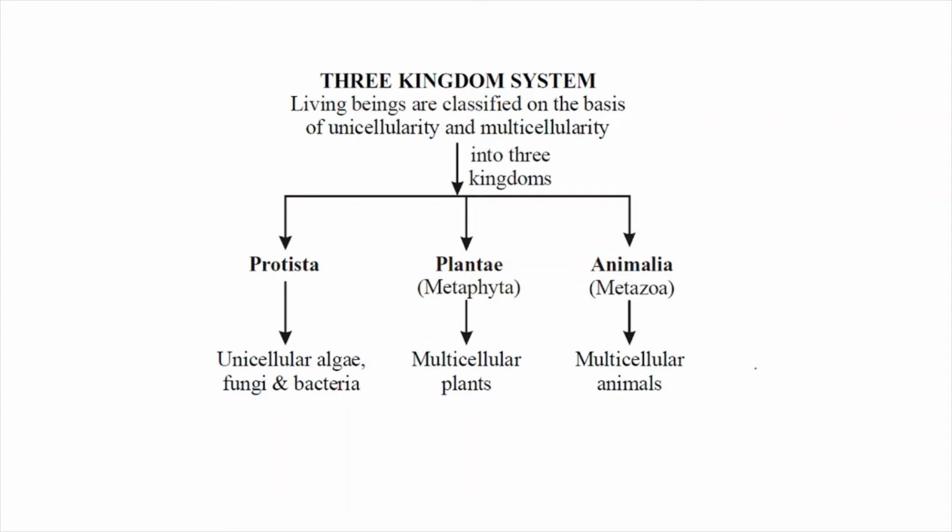Next, this two kingdom classification system was modified to make the three kingdom system of classification, in which we have three kingdoms: Protista, Plantae, and Animalia. Under Protista, all unicellular algae, fungi, and bacteria were placed, all unicellular. Under Plantae, we had multicellular plants, and under Animalia, we had multicellular animals.